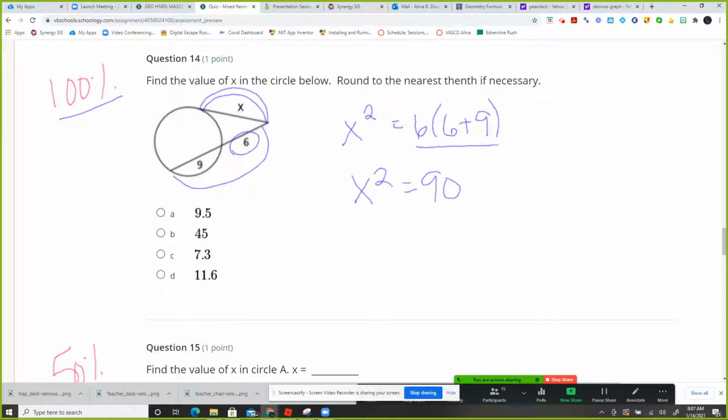And what do I do for my final step? Take the square root. Loving it.